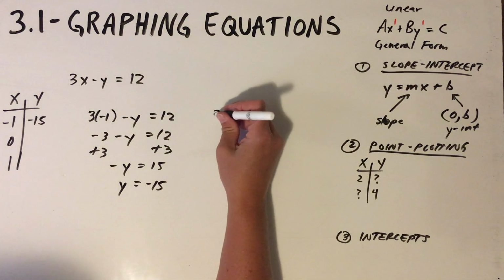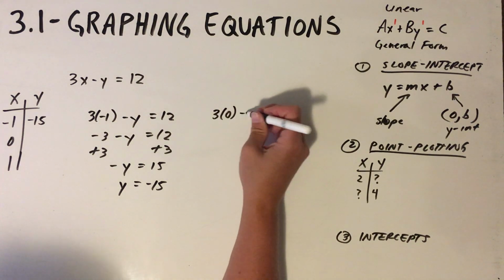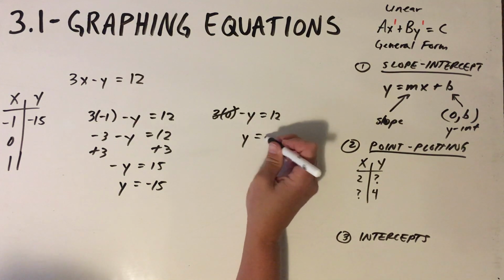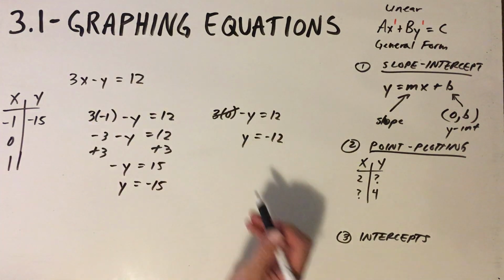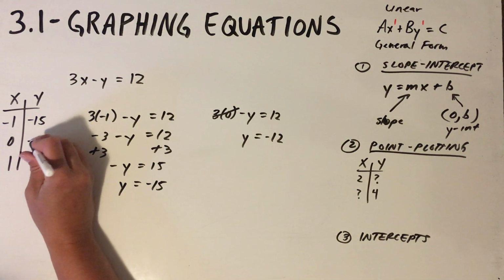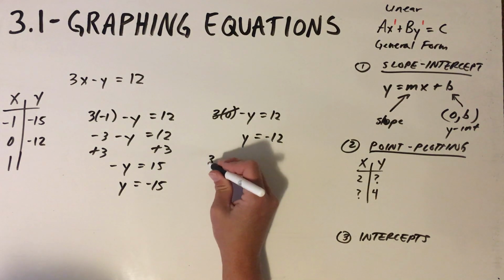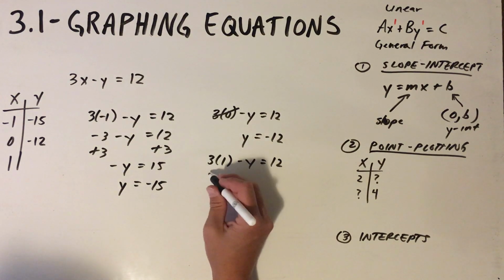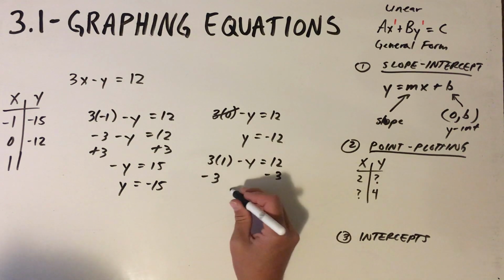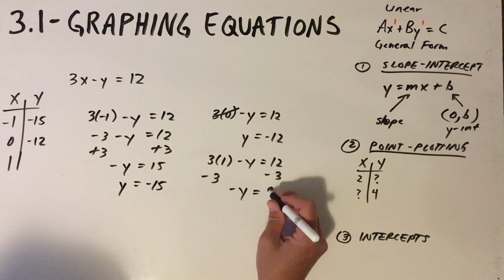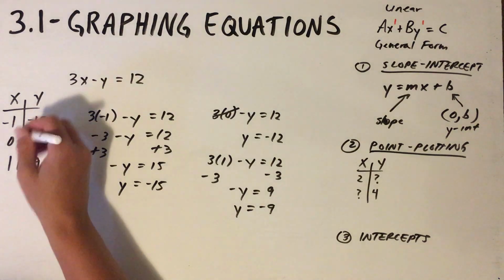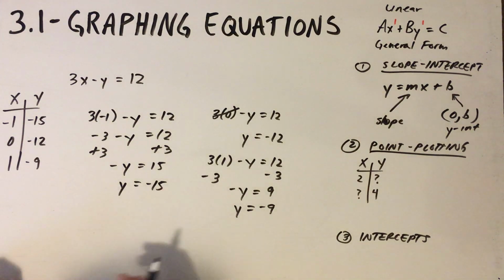Okay, and when I plug in 0 for x, this is 0, and y then is going to be equal to -12. So when x is 0, y is -12. All right, what about when it is 1? Well, this is going to be 3, so I'm going to subtract 3 from both sides, so I get that negative y is equal to 9, which means that y is equal to -9. Okay, so I now have 3 points that lie on this line, and I can graph this equation.